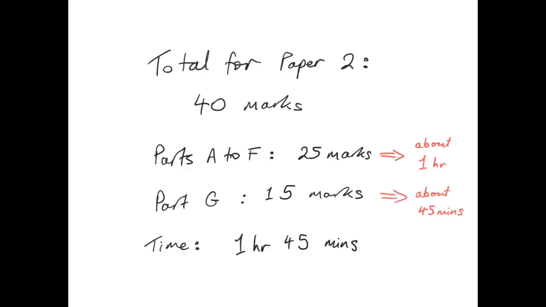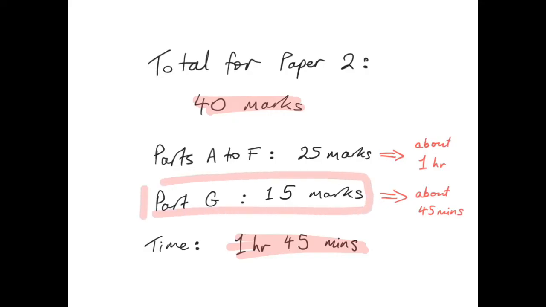Now remember, paper 2 as a whole is worth 40 marks and you have 1 hour and 45 minutes for all of paper 2. Part G by itself is worth 15 marks. So I would advise spending about 45 minutes of this 1 hour and 45 minutes writing your Part G essay.